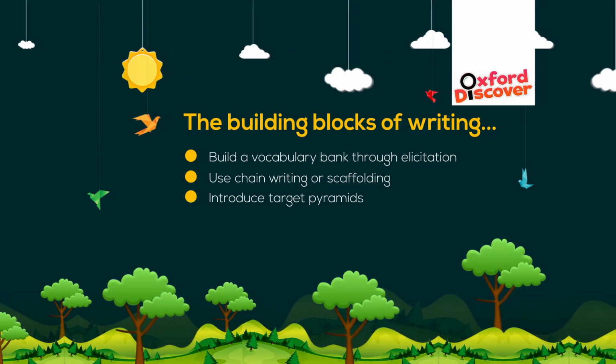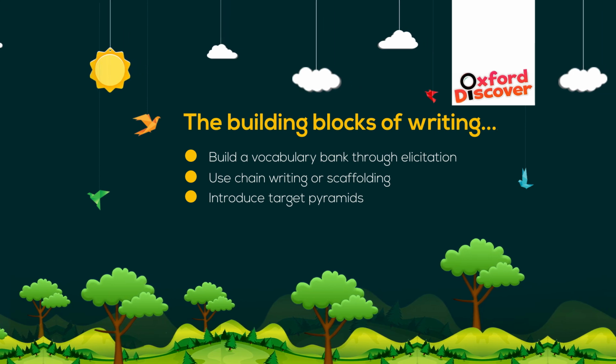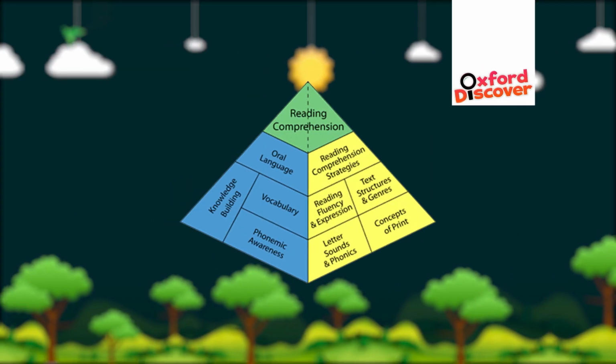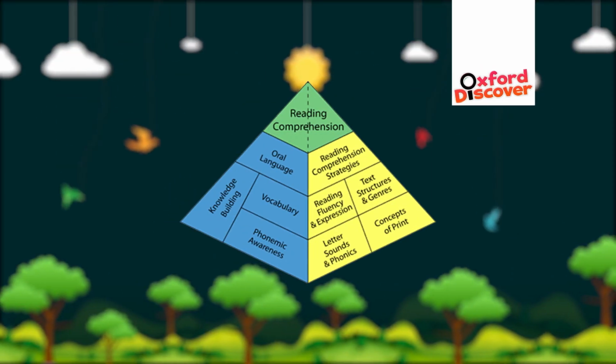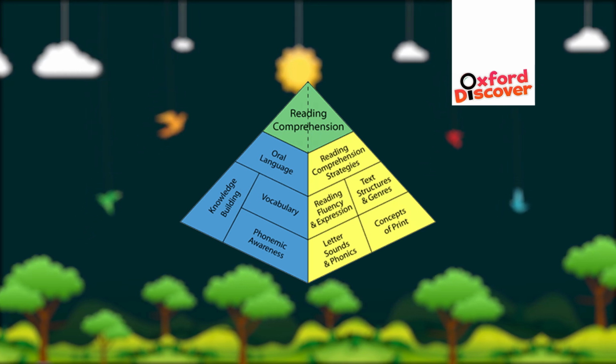They could also use chain writing or scaffolding, where each student writes one short, simple sentence and then passes it on for someone else to write a second and a third and a fourth sentence until they have, as a group or a class, produced one paragraph that can be read out loud. Teachers can also introduce target pyramids, because every child will have a different sort of learning ability.